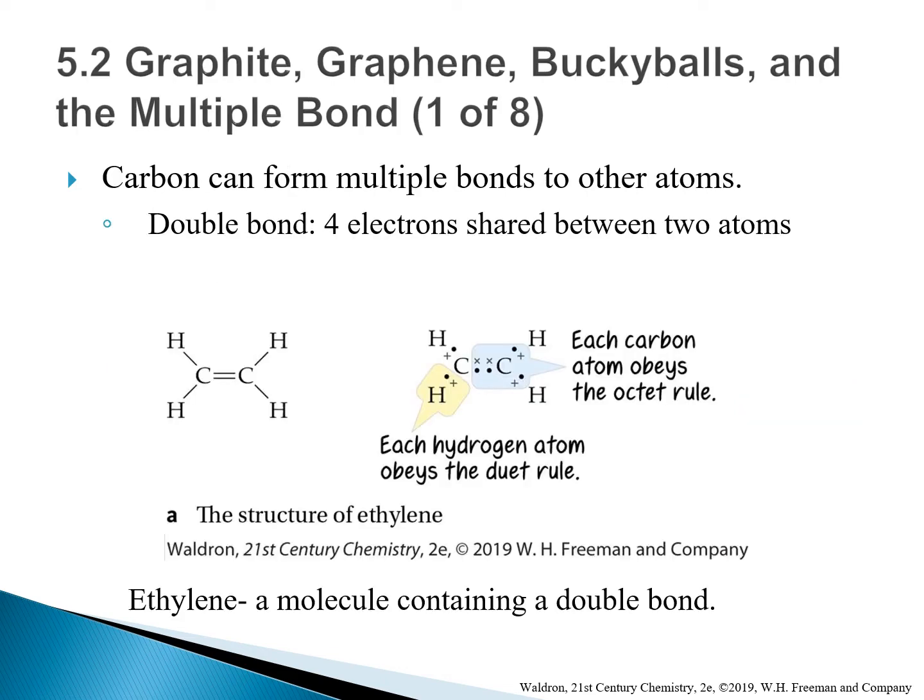Other than single bonds, carbon can form multiple bonds to other atoms. A double bond is formed by sharing 4 electrons between 2 atoms. In the structure of ethylene below, the 2 carbon atoms are sharing 4 electrons, each carbon atom contributing 2 electrons towards the double bond. In addition, each also bonds with 2 hydrogen atoms. There are 8 electrons around each carbon atom. The octet rule is satisfied. Each hydrogen atom obeys the duet rule, and all atoms are happy in the entire structure.